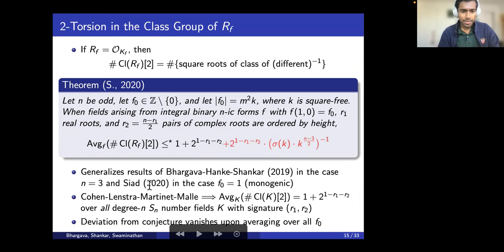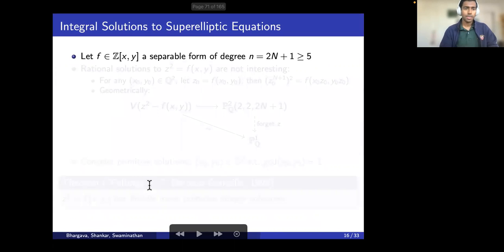So I'm now going to move on to the next application. This application concerns superelliptic equations. Let f be an integral binary form that's separable of odd degree n, at least 5. I'm going to write n as 2N plus 1.